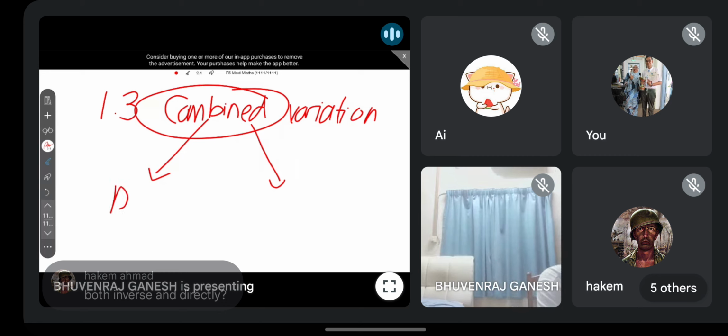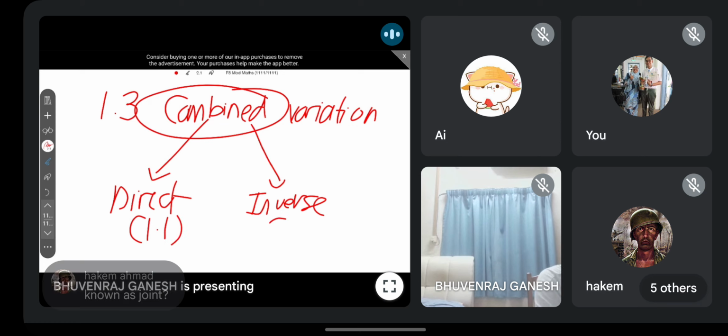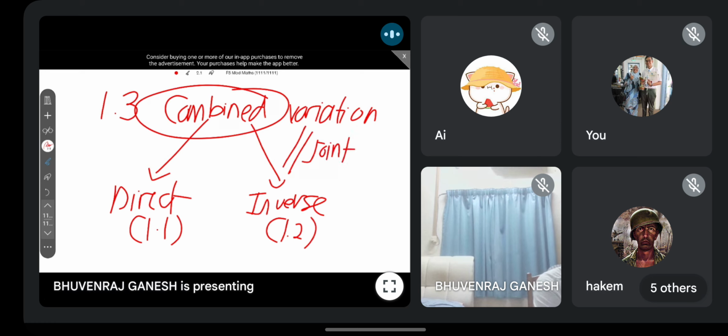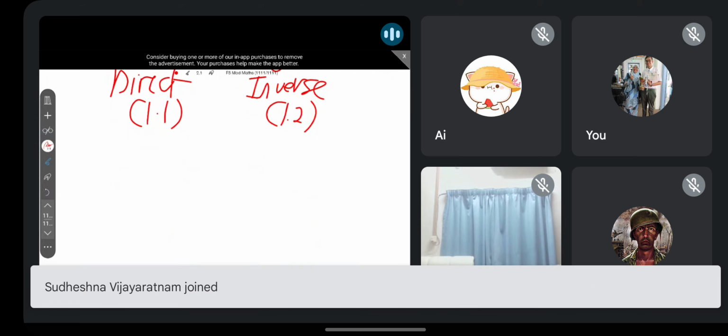Correct. Now you will have questions where you combine the direct and inverse variation knowledge that you all learned, so 1.1, 1.2. Yes, it is also called joint variation in other words. In English, it can be called joint variation also. Combine or join, both are the same meaning. So now, very simple also. I can show you an example.